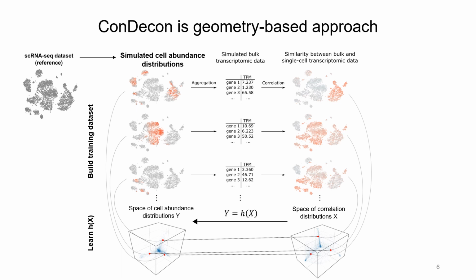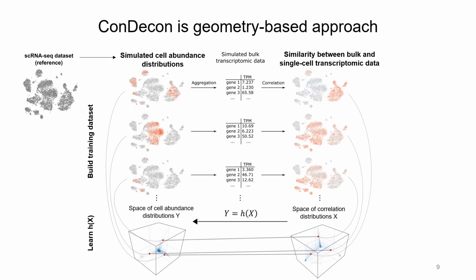Simulated cell abundance distributions are modeled as a Gaussian mixture model across the single-cell gene expression space and aggregated to form simulated bulk transcriptomic profiles. We then take the correlation between the simulated bulk and real single-cell data to find the distribution of correlation values. We do this over and over to generate a large and heterogeneous training set that is based on just a handful of single-cell experiments.